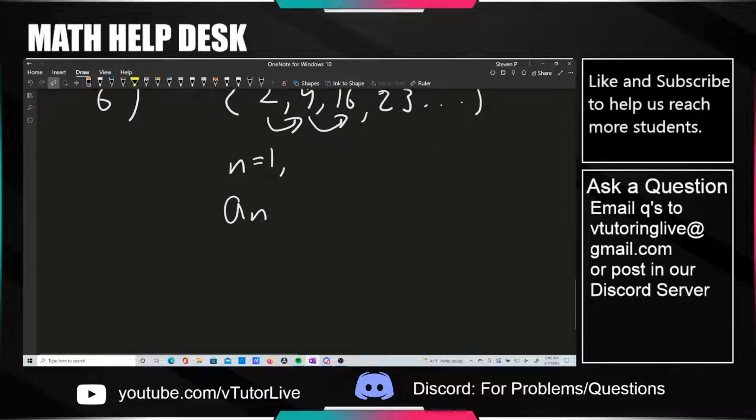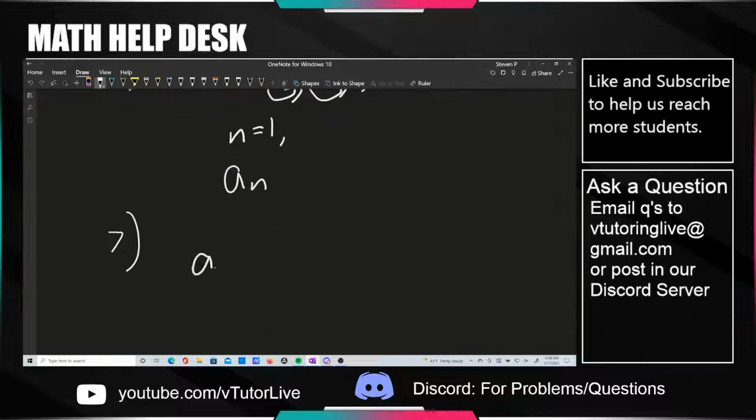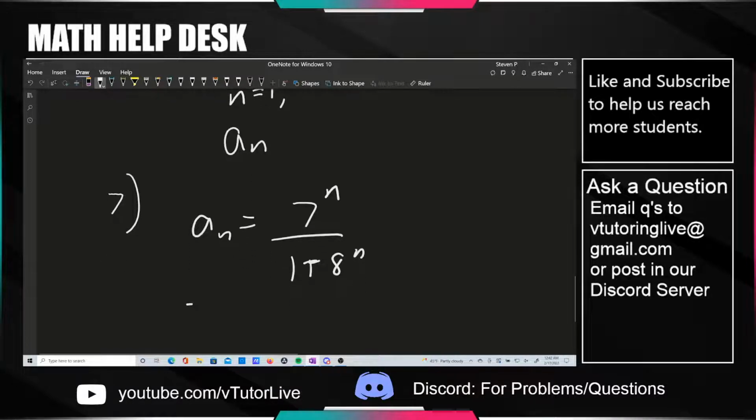Right, so now for a slightly more interesting one. If you have a_n equal to 7 to the n over 1 plus 8 to the n, and you're asked about the limit as n goes to infinity of a_n, you're curious whether it converges or diverges. Well, let's think about this really quick. Exponentials grow really, really fast. And of course, a larger base means it grows faster. So 8 to the n is going to grow faster than 7 to the n, right?